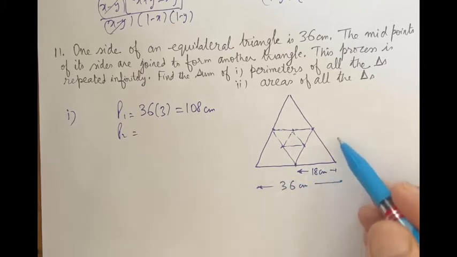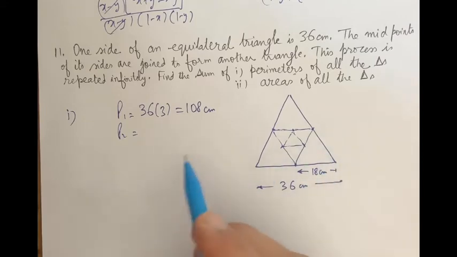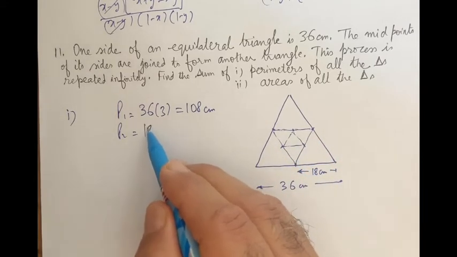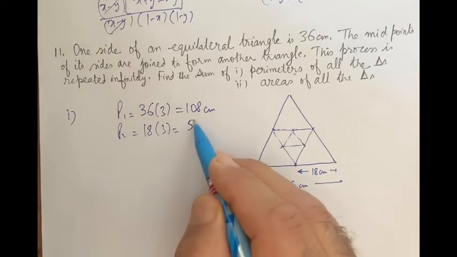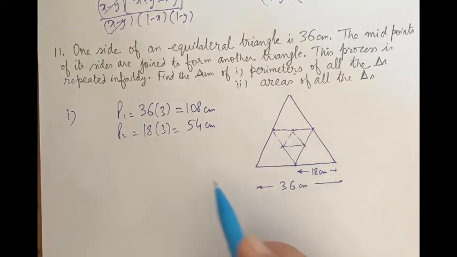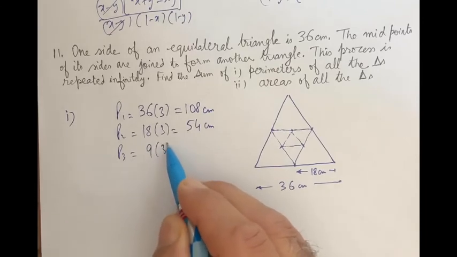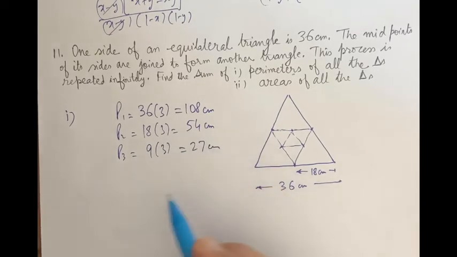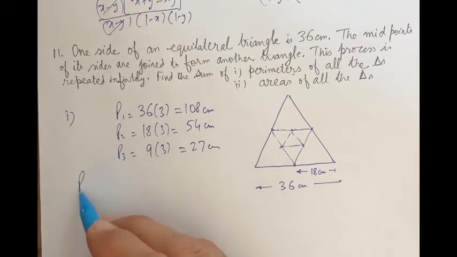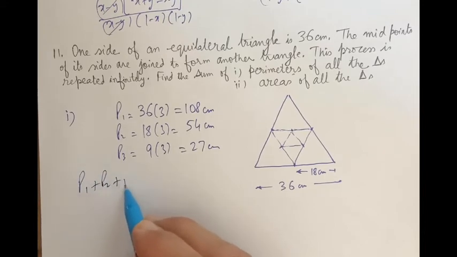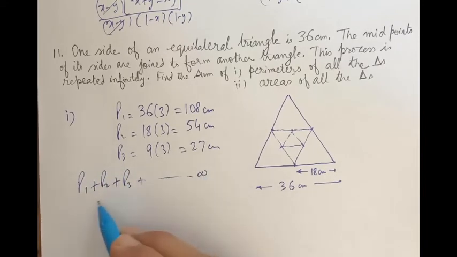So this is 18, this is 18, this is also 18. So it will be 18 into 3, that is 54 centimeters. Similarly, the next one, perimeter of the third triangle, will be 9 into 3, that is 27 centimeters. We have to find the sum of perimeters P1 plus P2 plus P3 up to infinity.